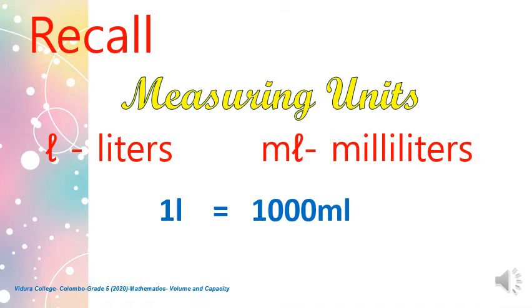Before we start today's lesson, we'll recall what we learned in Volume and Capacity Part 1. We learned the two words volume and capacity. Volume means the amount of liquid that we measure. And capacity means the maximum amount of liquid we can hold in a vessel. And we learned the basic units of volume, which are liters and milliliters, and the relationship between them: 1 liter equals 1000 milliliters.